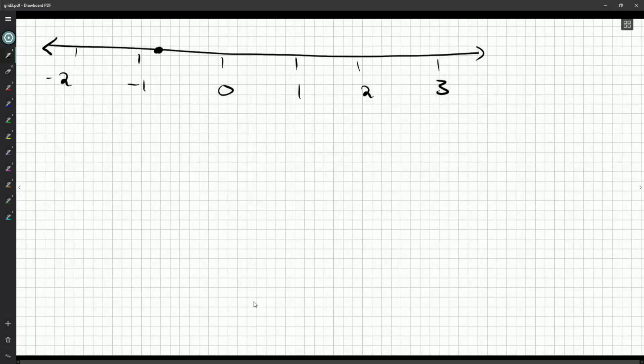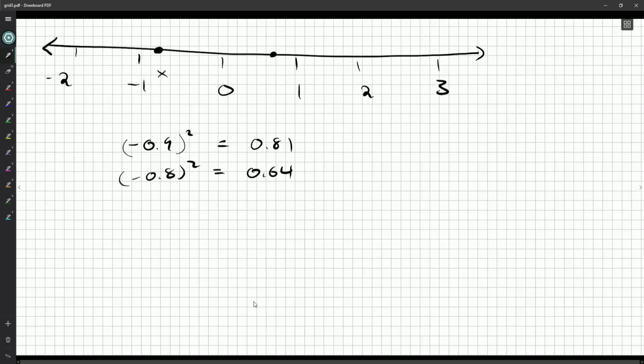And you can play around with this. You could guess, well, x looks really close to -1, maybe it's -0.9. What happens when I square -0.9? Well, I get 0.81, which is something between 0 and 1, not quite as close to 1 as x is to -1, but still kind of close. And you could play around with it a bit more. Maybe it's -0.8, in which case you're going to get 0.64.